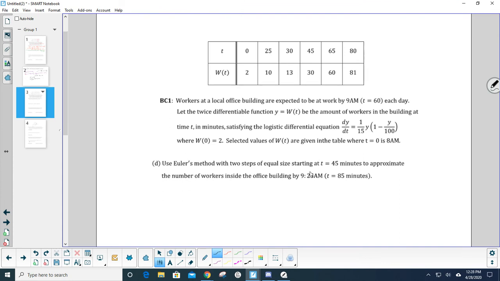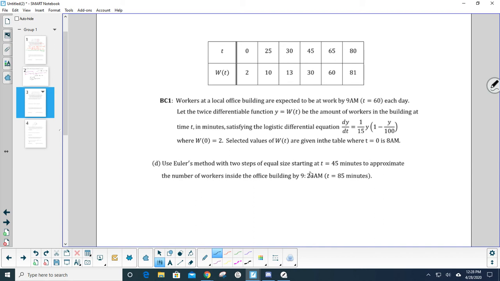Okay, D, Euler's method. Do I need to do Euler's method? Can you just say what the answer was? Yeah, we want 90.48. I'm good. Anybody else?